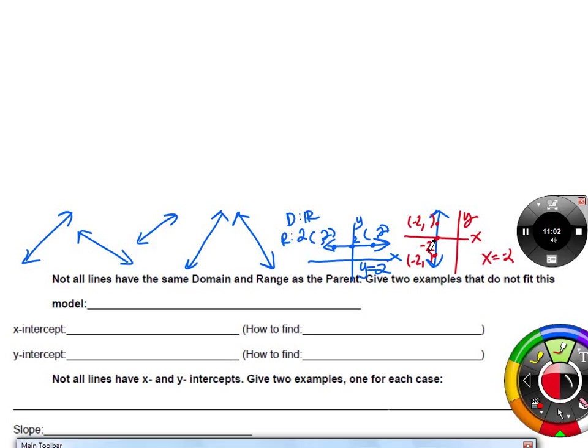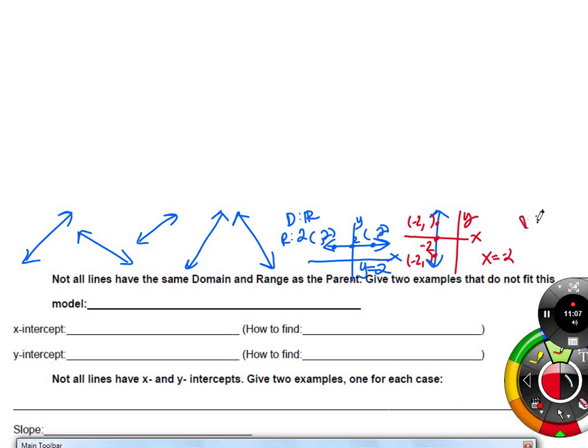All right? What would be the domain of this line? Is it all real numbers? Can you move from left to right and capture every x value? No. So then what are the limitations? X can only be equal to what? -2. So the domain is literally one number. All x can be is -2.